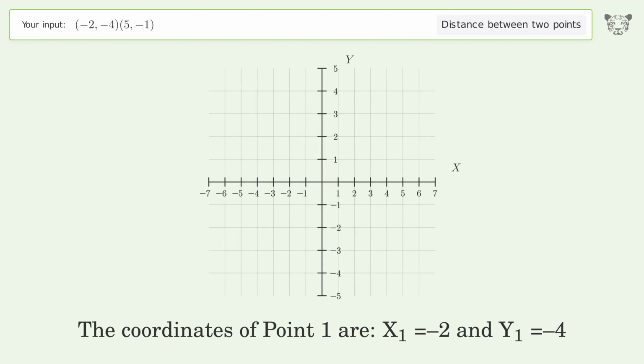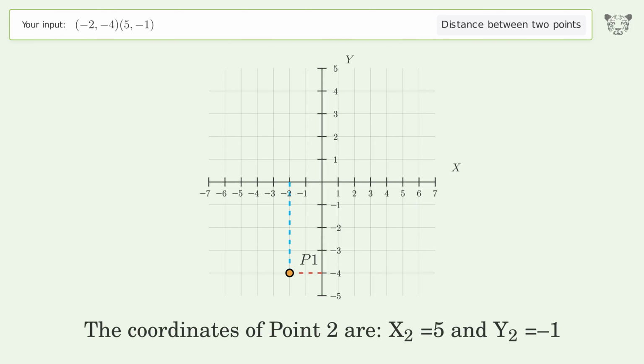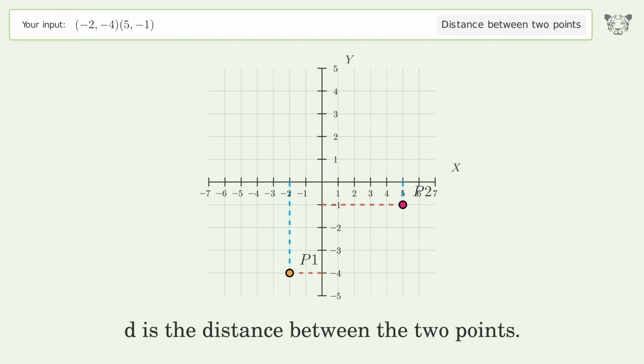The coordinates of point 1 are x1 equals -2 and y1 equals -4. The coordinates of point 2 are x2 equals 5 and y2 equals -1. D is the distance between the 2 points.